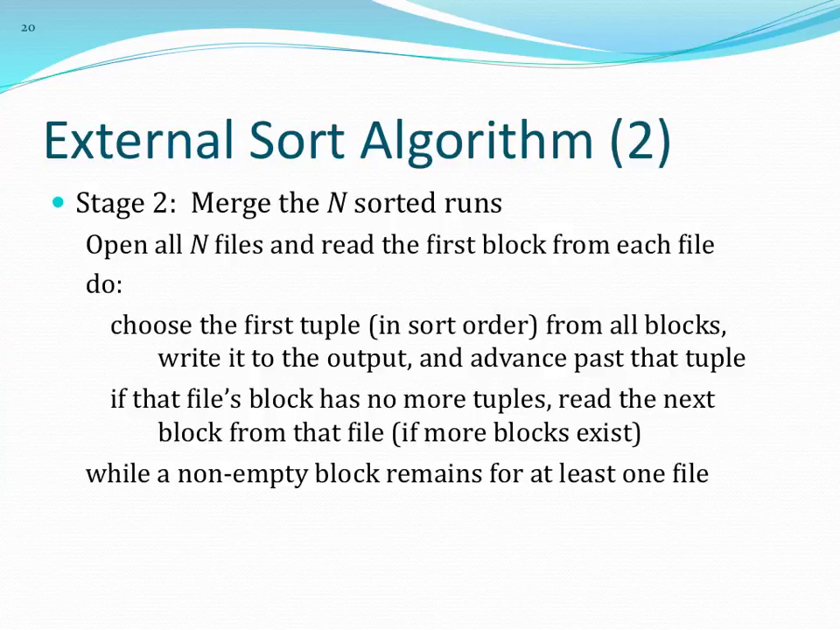Now, the second stage is to merge the n sorted runs. And this is where it gets a little bit tricky, because you can see we open all n of our run files, and we read the first block from each one of those run files. Then we go through all those blocks, and we find the earliest tuple in the output, based on the sort order that was specified, from all the blocks that we currently have in memory. We write that tuple out, and then we go past it in that block. If we advance through that block, then we have to load the next block.